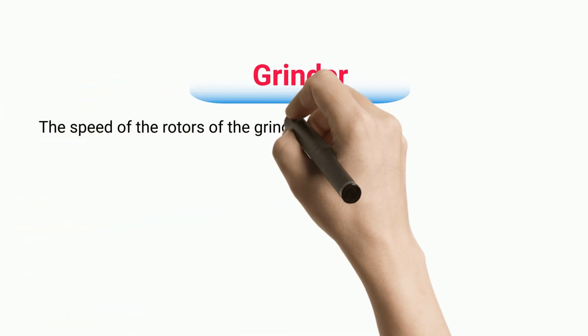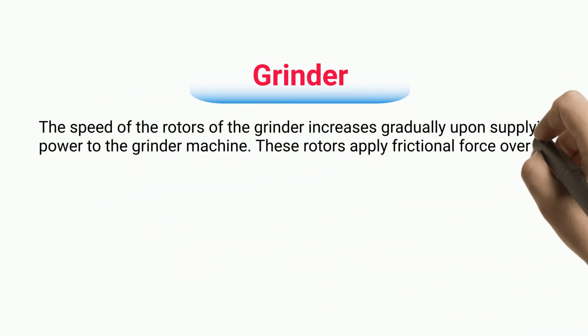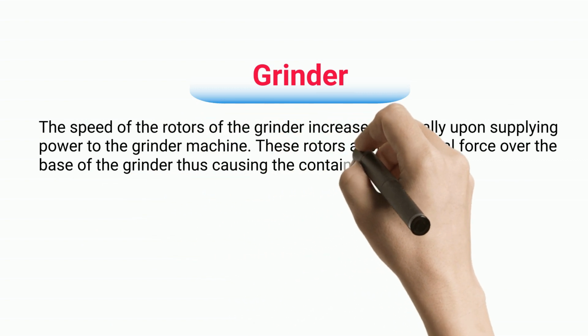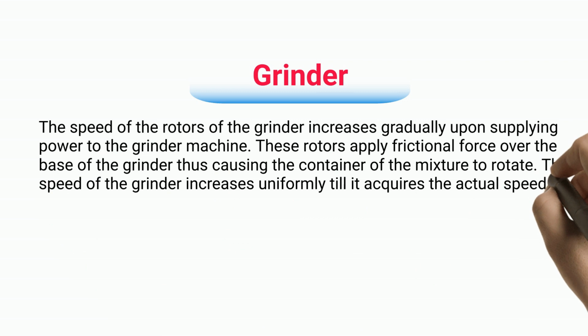Grinder. The speed of the rotors of the grinder increases gradually upon supplying power to the grinder machine. These rotors apply frictional force over the base of the grinder, thus causing the container of the mixture to rotate. The speed of the grinder increases uniformly till it acquires the actual speed.